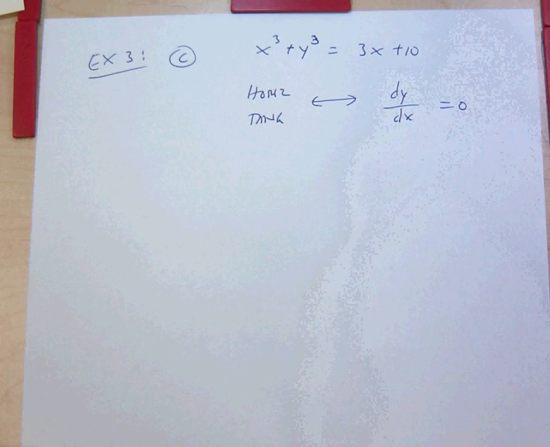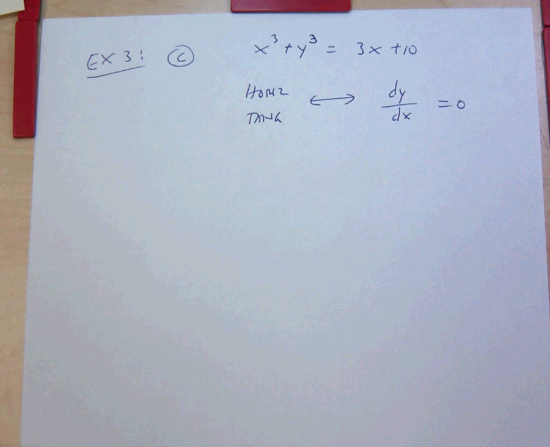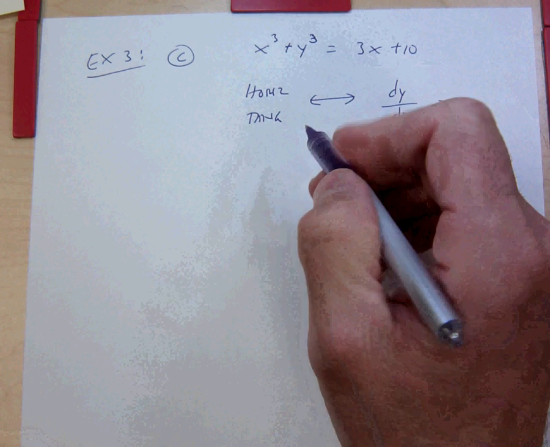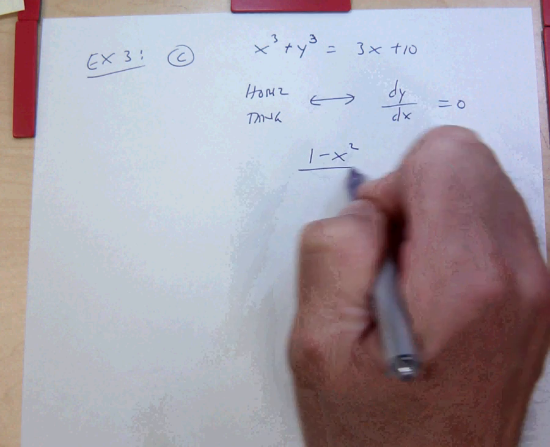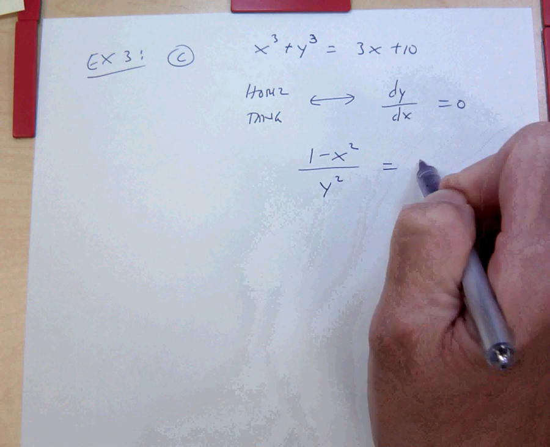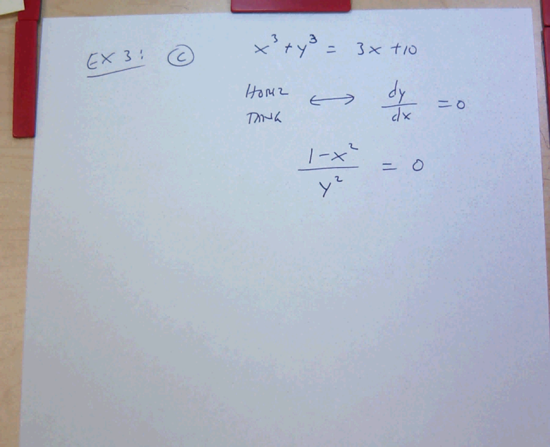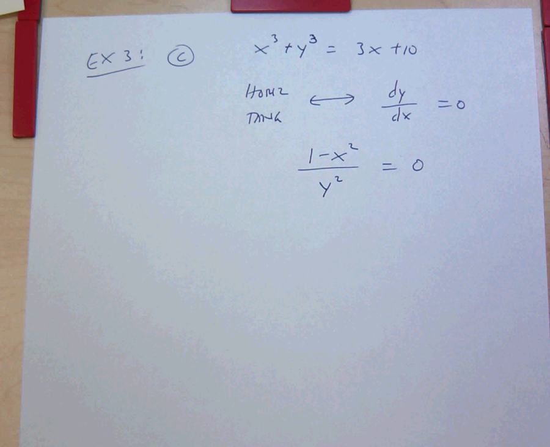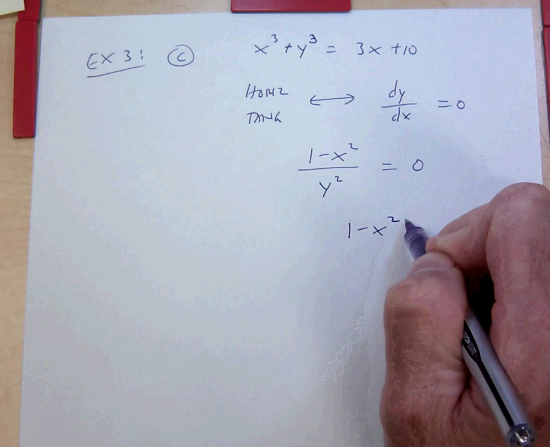Everybody with me? Okay, so take the derivative equation, which again was what? 1 minus x squared over y squared, is that right? And set it equal to 0. Any questions so far? Okay. So now the question is, when does that fraction equal 0? Well, when does any fraction equal 0? Yeah, when the numerator is 0. So now it just boils down to figuring out when that's 0.